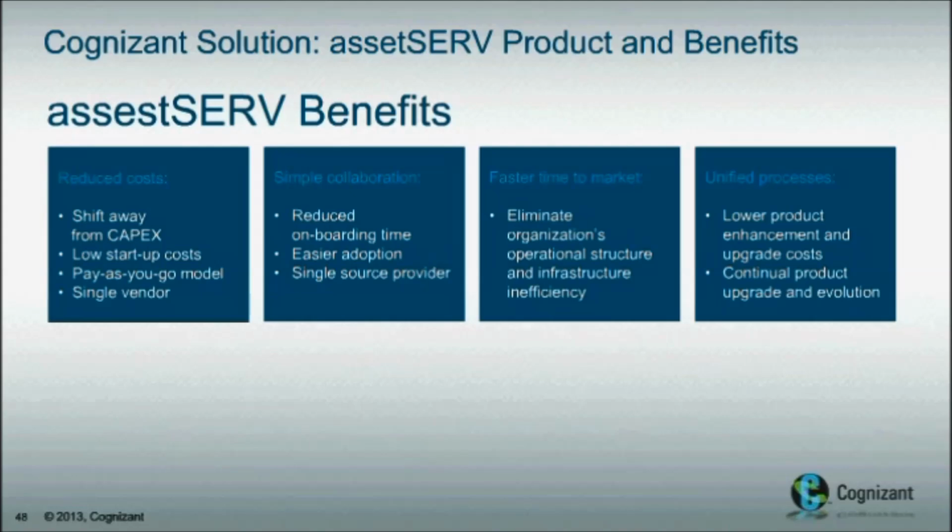How do we make it faster time to market? Well, by eliminating a lot of the upfront headaches associated with putting a digital asset management system in place, you're essentially making an organization's time to market that much faster. And finally, with the single source of truth, which is what assetSERV represents for the enterprise, you've now made a unified system with a unified process that enables the enterprise to succeed with their objectives, with their goals of making their digital assets that much more effective, that much more available, and that much more successful for their enterprise.